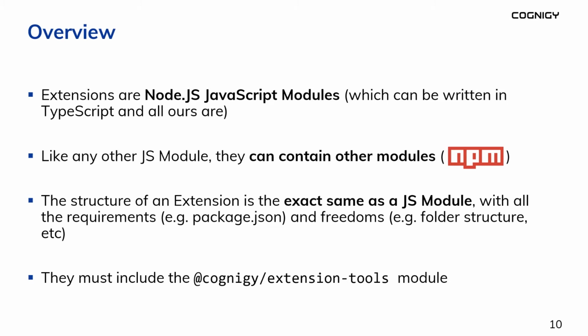Now, the structure of the extensions is exactly the same as with any other JavaScript module, with all the requirements and all the freedoms that they have. So, for example, as for requirements, you do require a package.json, which has the definitions of the dependencies, etc. But as for folder structure, how you divide your module up into different JavaScript or TypeScript files, this is really up to you. The only thing here is they must include the Cognigy extension tools module. And we're going to take a look at how that works in a sec.